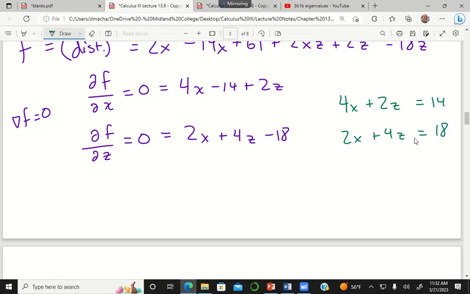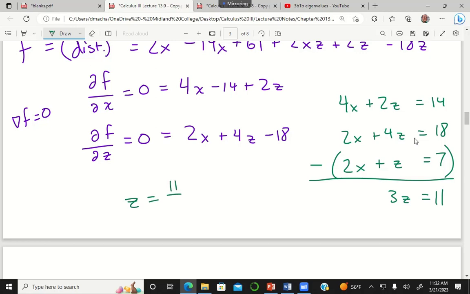I'm going to divide the first equation by 2. And that would just give me 2x plus z equals 7, and then I could subtract that equation from the second, right? So 2x minus 2x is 0, 4z minus z is 3z, and then 18 minus 7 should be 11, so that means z is 11/3.